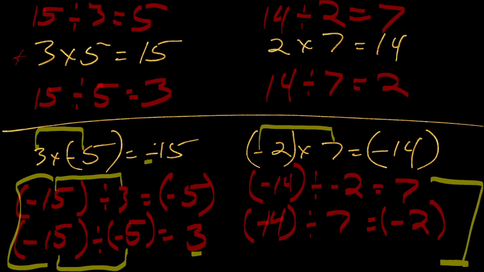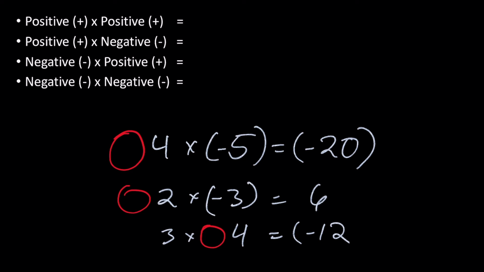So this is something that I want you to hold in your head, right? So with multiplication, a positive times a positive equals a positive. A positive times a negative equals a negative, a negative times a positive equals a negative, and a negative times a negative equals a positive.